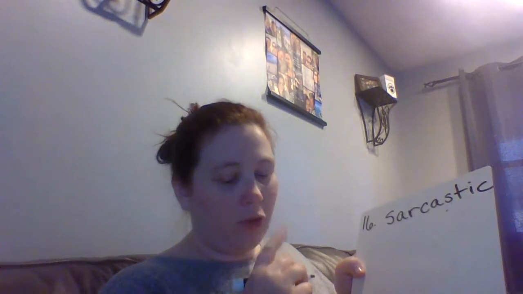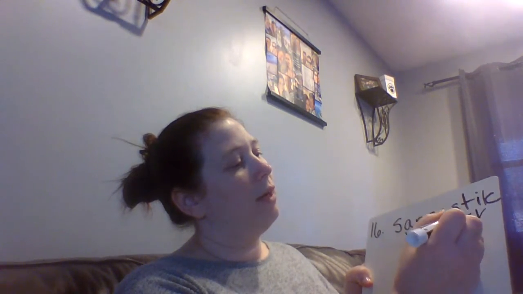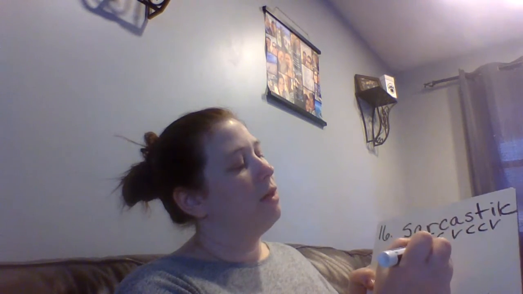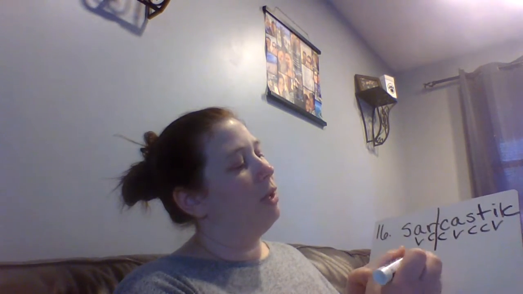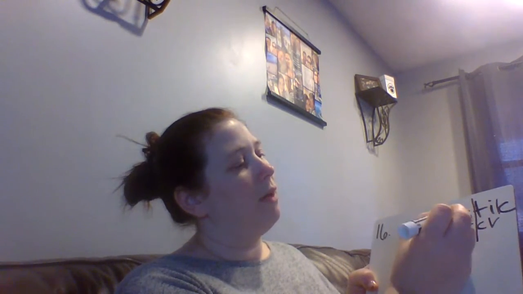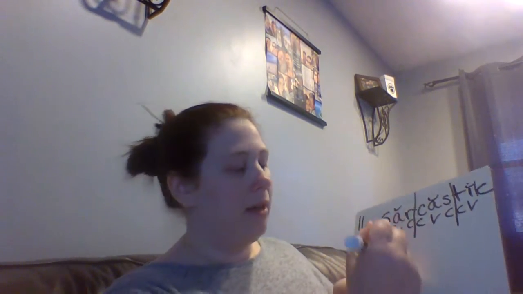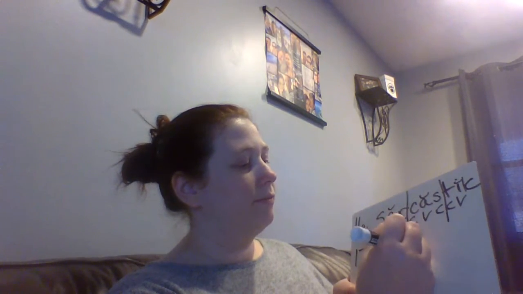All right, we hear sarcastic, so we're going to put our K back on there. And then we don't have any other coding, so we're going to code our vowels and our consonants in between. We know we're going to draw a line in between our two consonants because those are separate syllables. And then we have vowel, consonant, breve, vowel, consonant, breve, vowel, consonant, breve.